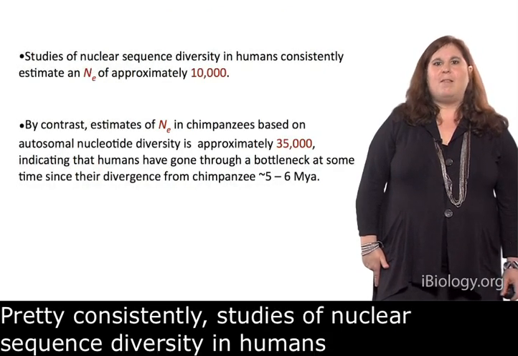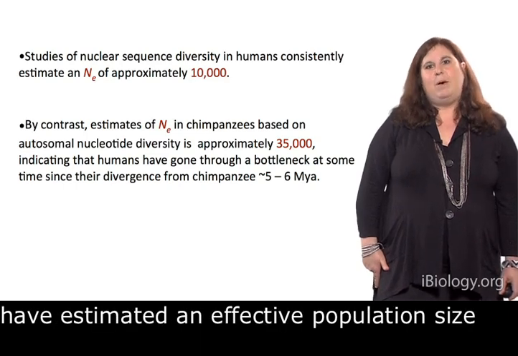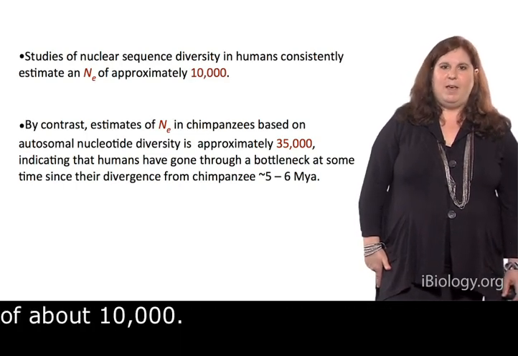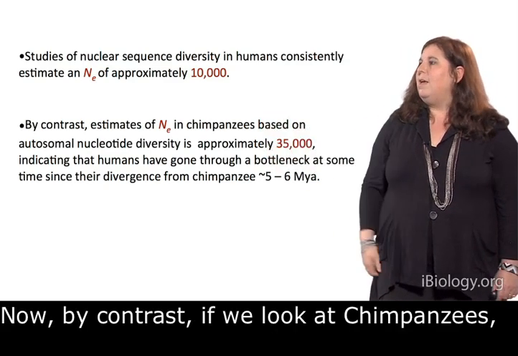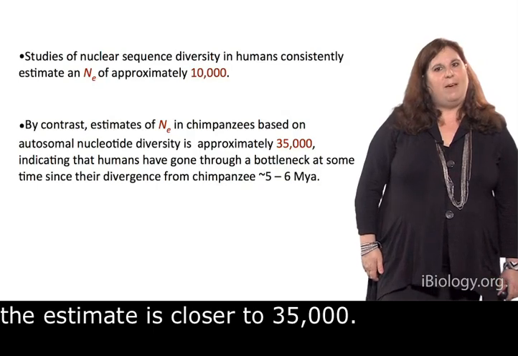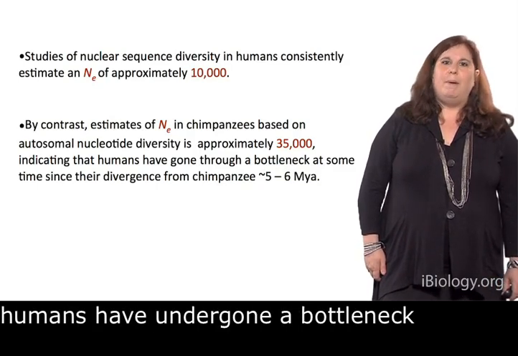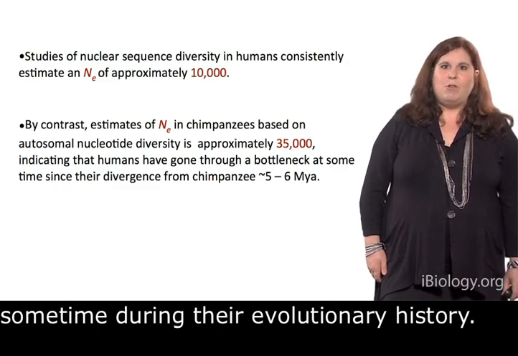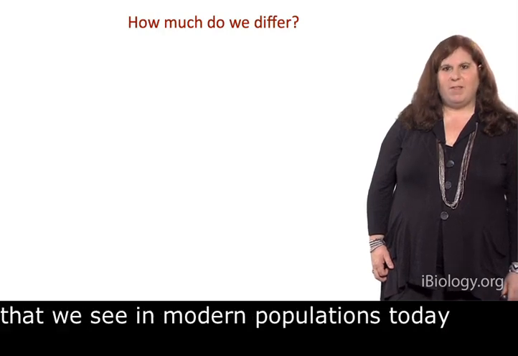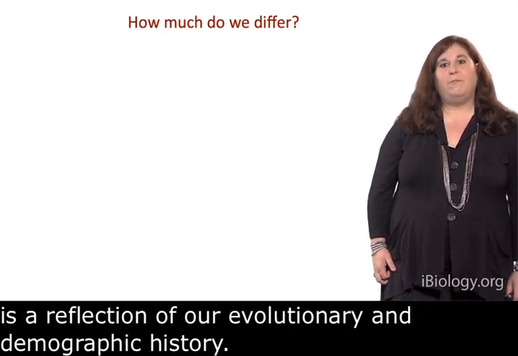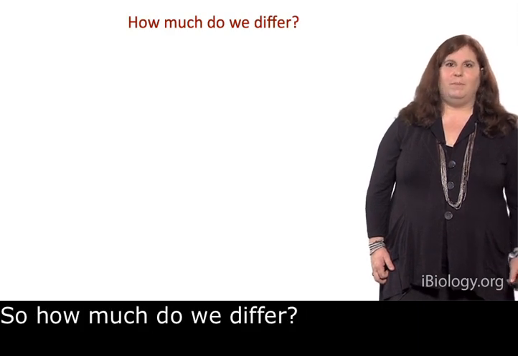Pretty consistently, studies of nuclear sequence diversity in humans have estimated an effective population size of about 10,000. By contrast, if we look at chimpanzees, the estimate is closer to 35,000. What that means is that humans have undergone a bottleneck sometime during their evolutionary history. So the pattern of genomic variation that we see in modern populations today is a reflection of our evolutionary and demographic history. So how much do we differ?